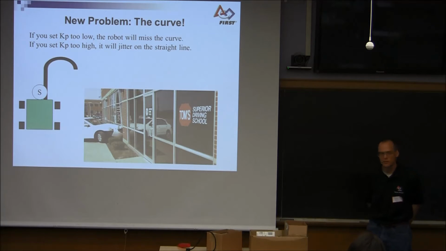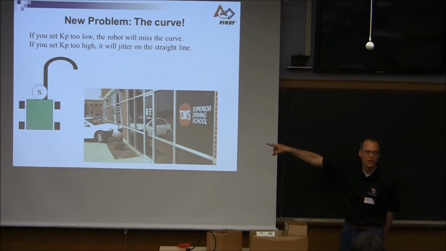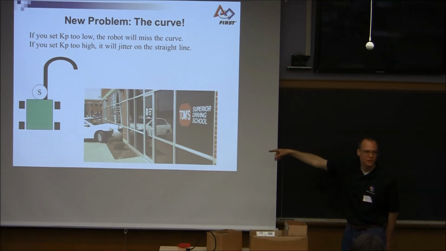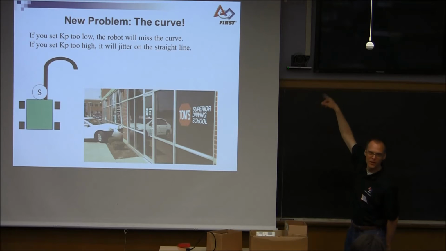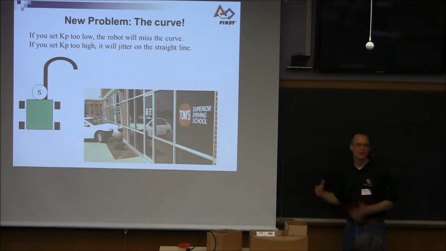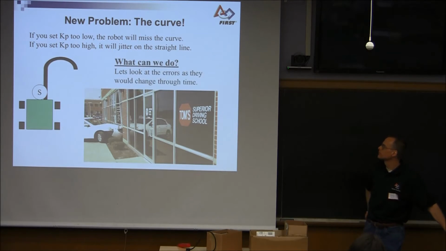Now think about this. If I set Kp nice and gradual, when it gets to that curve, what's going to happen? It's going to miss it. It's going to go crash somewhere. If I set it too high to where it does catch the curve, on the straightaway it's going to be wobbling all over. So what do we do about that? How can we fix that?